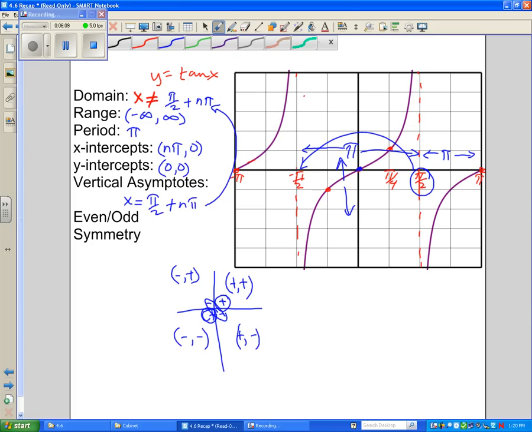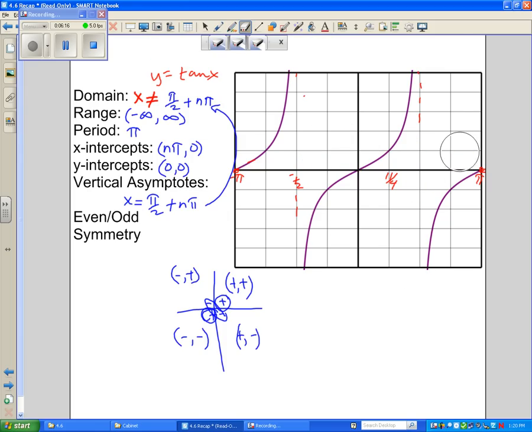Even or odd? The question we're asking here is, how can we map this graph onto itself? Let me erase some of this, it's getting messy. How can we map this onto itself? If we reflect over the y and then over the x, do we get the same graph? And in fact, we do. This is an odd function. That means it has the origin as its symmetry.